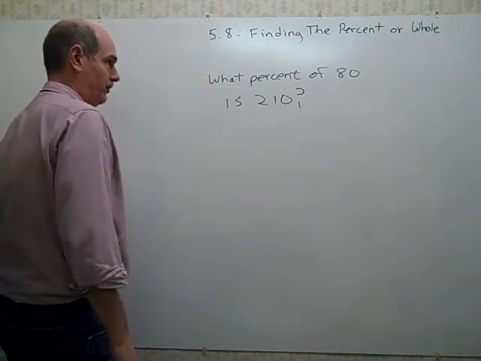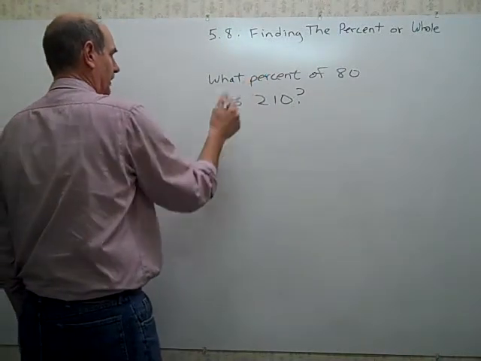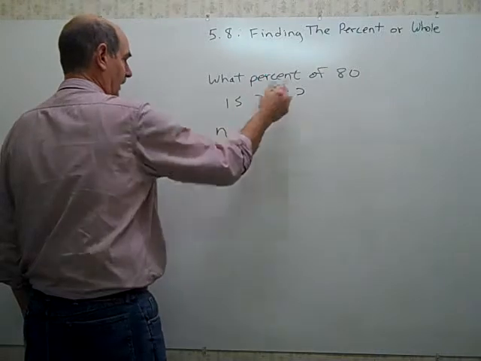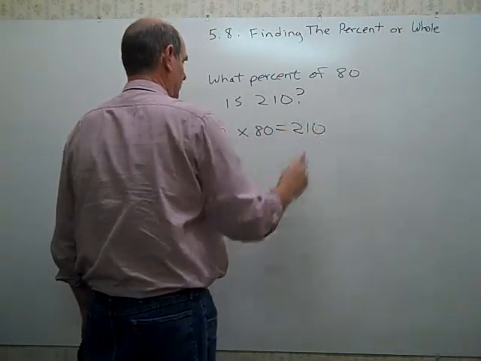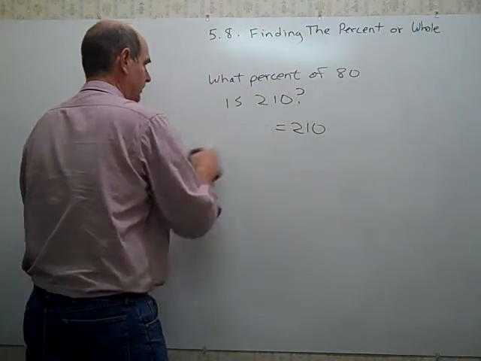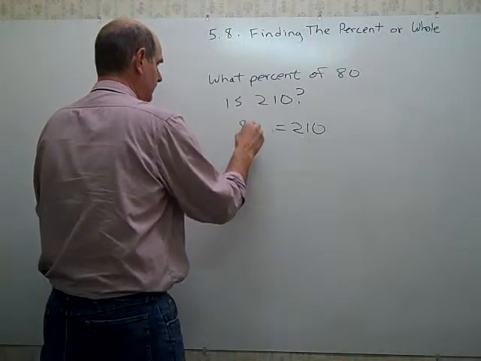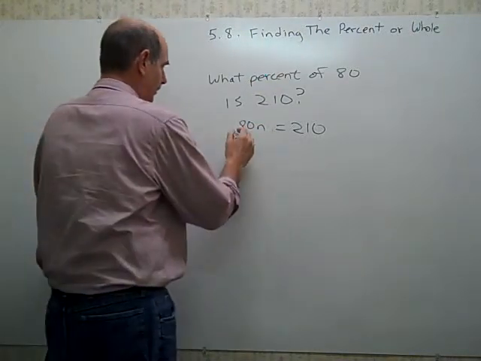So I didn't use equations on the first one. I'm going to go ahead and do that with this one. We don't know what percent is, so we're going to say n% of 80 times 80 equals 210. So it doesn't look too bad. I might rewrite it this way, because it's more algebra-like to do that. Divide both sides by 80.